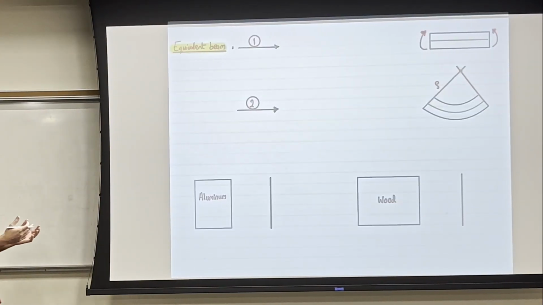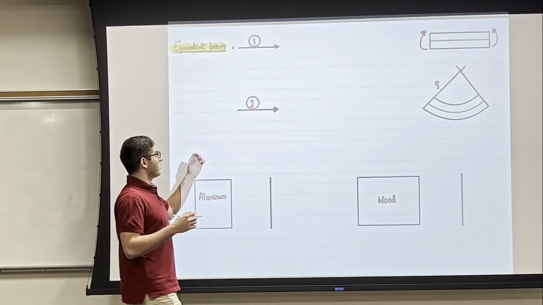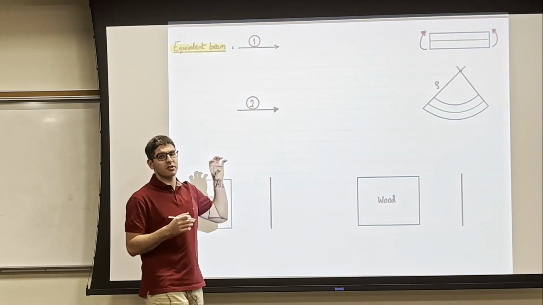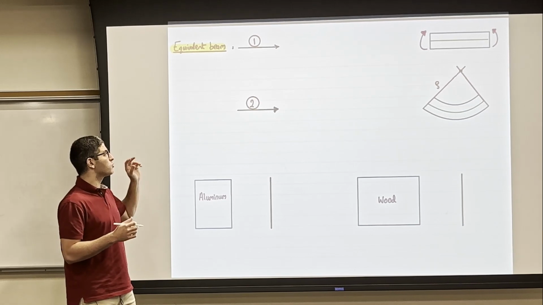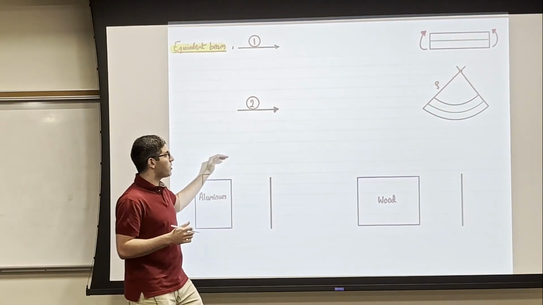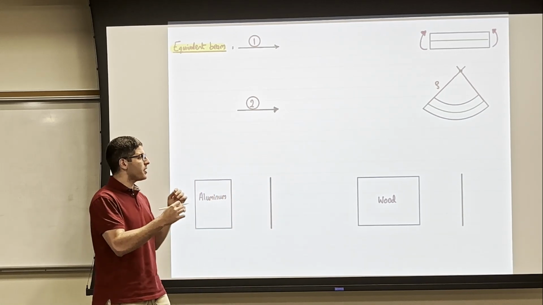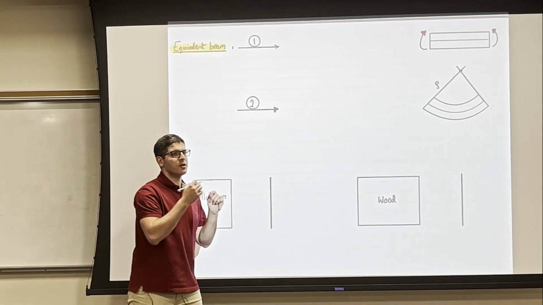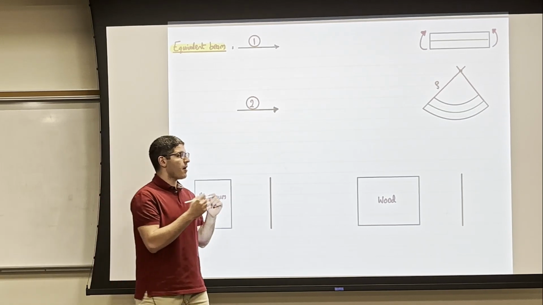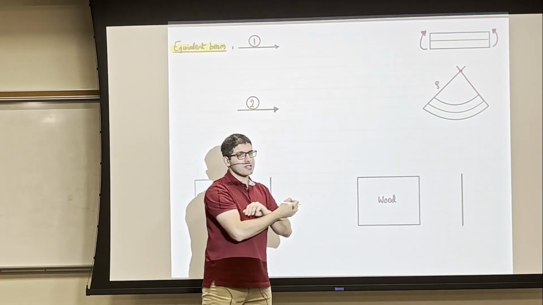So what we did now, we converted the original section, which was originally made of two materials, steel, wood, steel, to a cross section that is made of one material, which is wood. And we did that by increasing the dimension of the wood. But the thing is, how much are we going to increase that dimension?